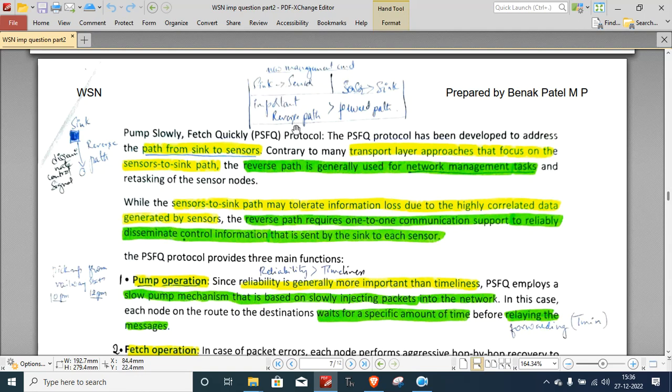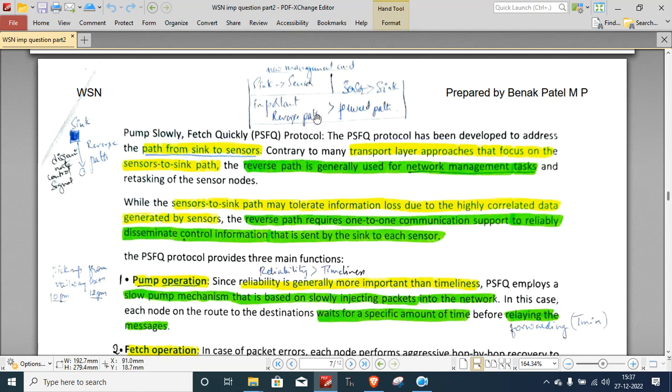There are two different paths in a wireless sensor network. One is the forward path, that is, if data is traveling from sensor to the sink, we call it the forward path. In a similar way, if the path reverses, that is, if data flows from sink to the sensors, we call this the reverse path.